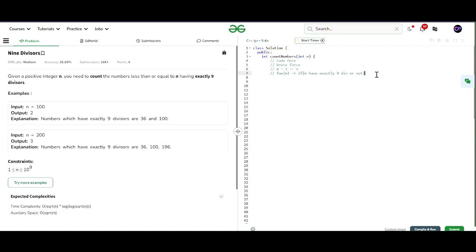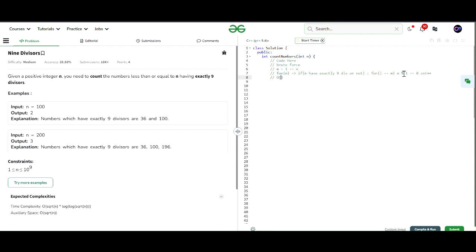And how can I implement this function? Simple, just run a loop from 1 to m and keep checking whether m modulo i is equal to 0, then increase the counter, meaning you found a factor. Factor or divisor, both are the same thing. In this way, you can count all those numbers from 1 to n which have exactly 9 divisors.